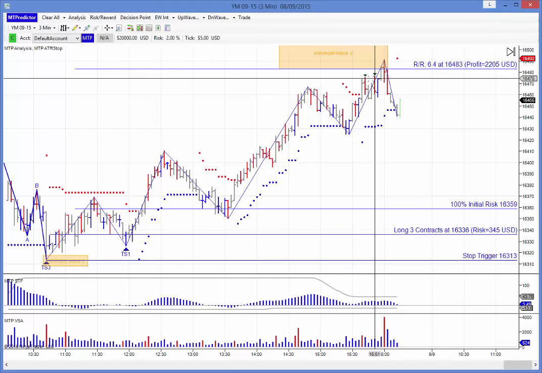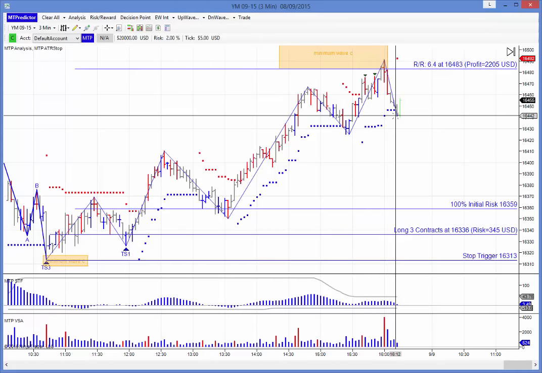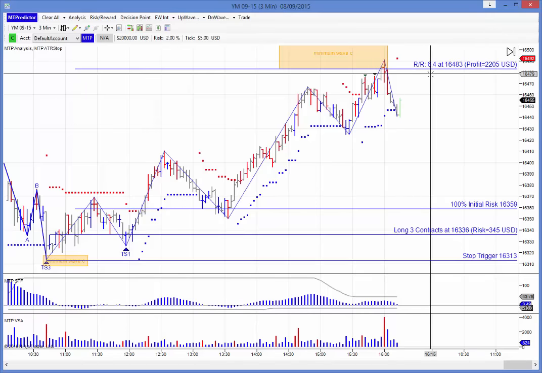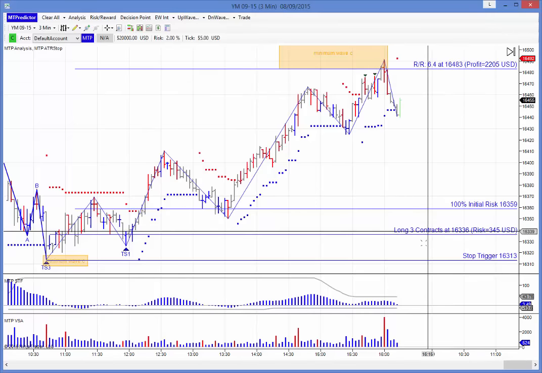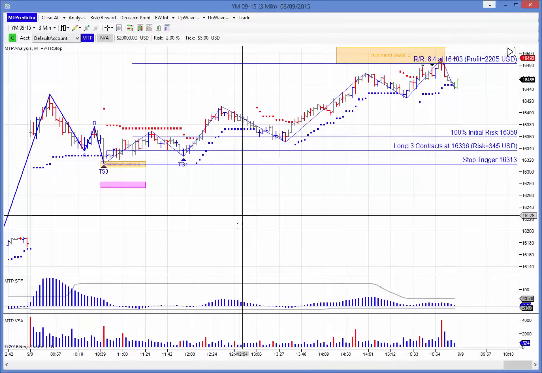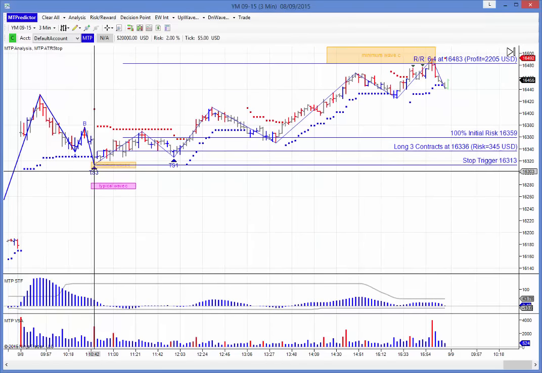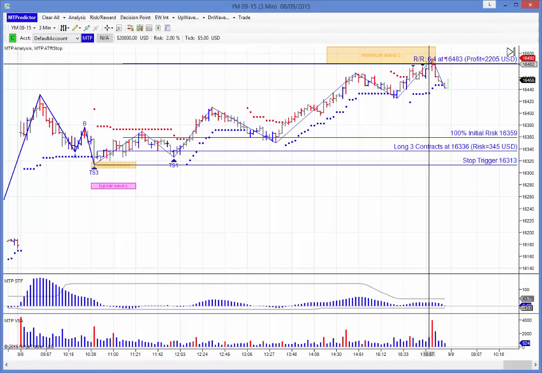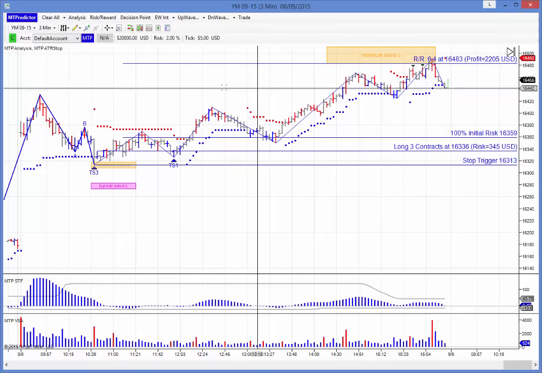Our sell setups here would have been ignored because the large degree trend was up, and the profit, as you can see, was approximately 6.4R, or 6.4 times greater than initial risk. So what an absolutely amazing trade to be long there, hold it all the way up to the end of the day. So you couldn't have really done any better as a day trader.